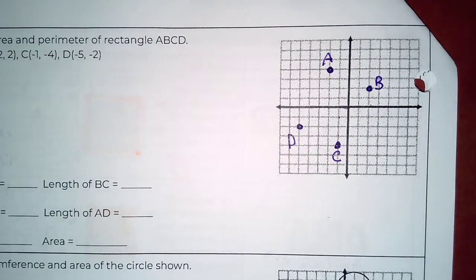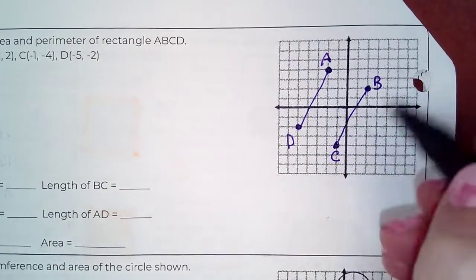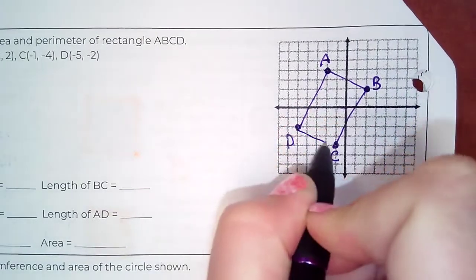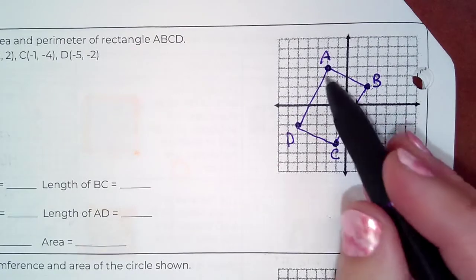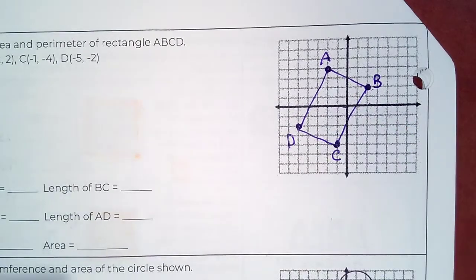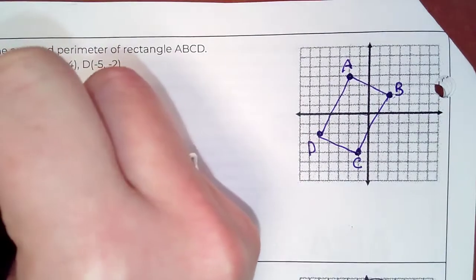So because they're telling me that this is a rectangle, I only really have to find 2 of the side lengths. Because if I find the length of AB, I know that's the same length for DC. And when I find BC, I know that's the same length for AD. So let's begin. AB.